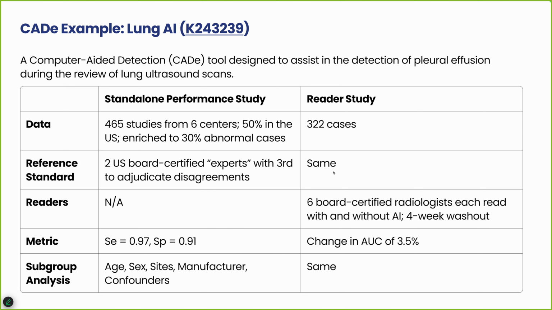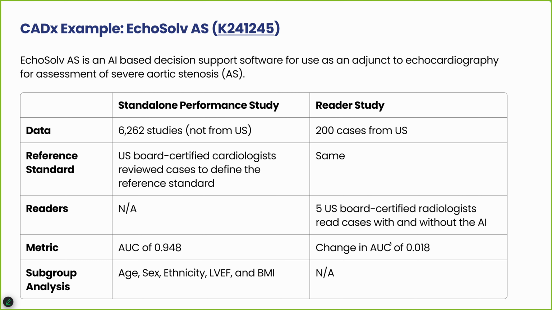I would also say that you use a similar reference standard for the reader studies, but then you have this process where all the radiologists read with and without the AI. I'll also just mention the typical metric for reader studies is the change in the area under the ROC curve. And a challenge with this, I'm just going to really briefly mention the second example.